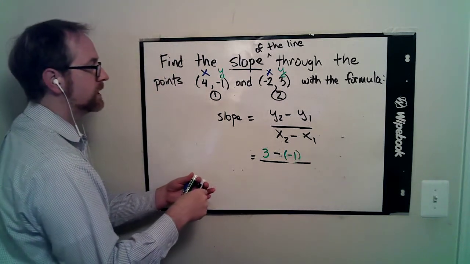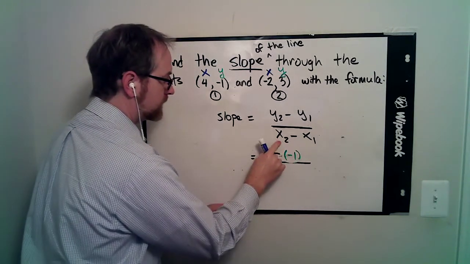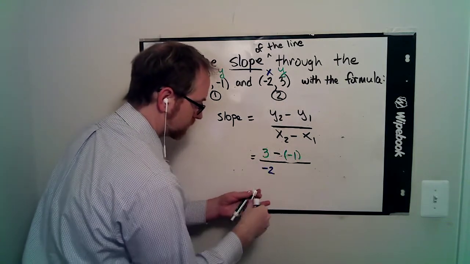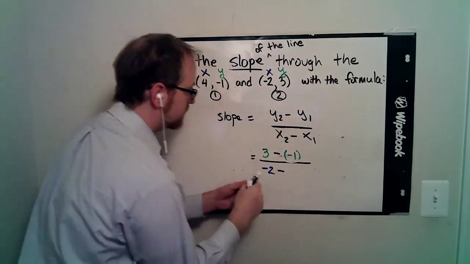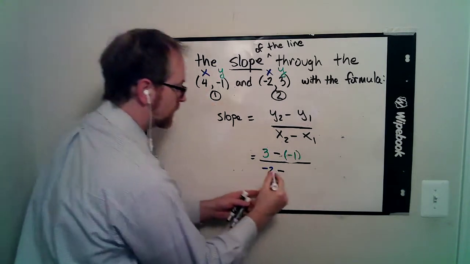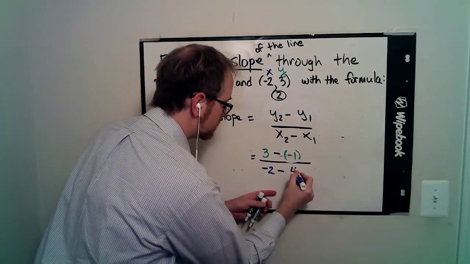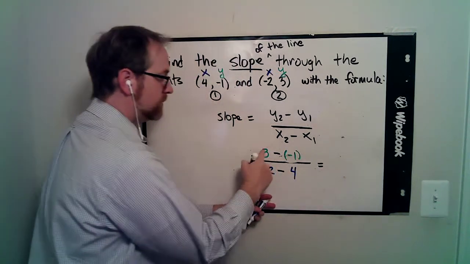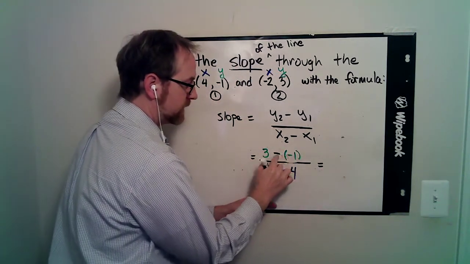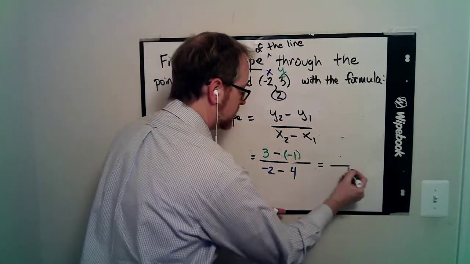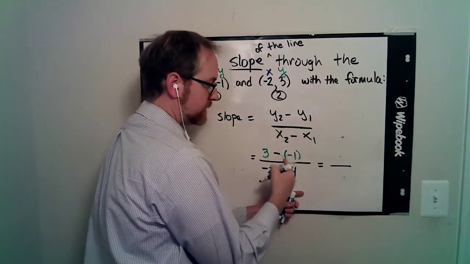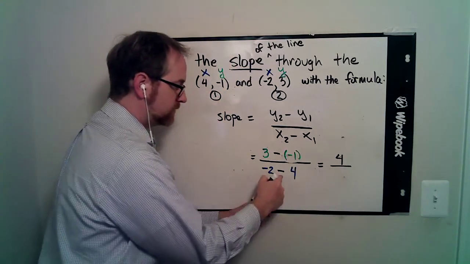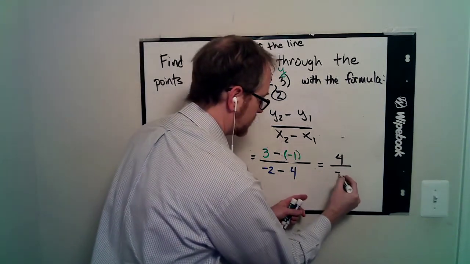Okay, now we're going to do the x values. We need x2. That's in the second point, -2. We need the subtraction sign. And we need x1, that's 4. Okay, let's work this out. 3 minus -1, when you're subtracting a negative, you can use your calculator if you want, but 3 subtracting a -1 is like adding a positive 1, so you get 4 there. And -2 minus 4, that would be -6.